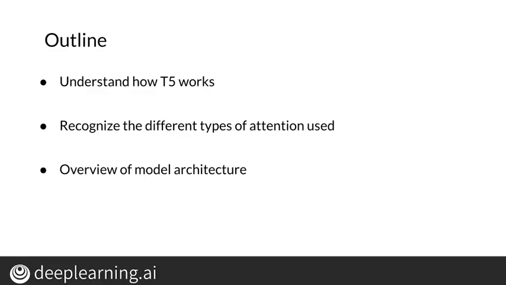The T5 model could be used on several NLP tasks, and it also uses a similar training strategy to BERT. Concretely, it makes use of transfer learning and masked language modeling. The T5 model also uses transformers when training. So let's take a look at how you can use this model in your own applications. You're going to understand how T5 works. Then you're going to recognize the different types of attention used and see an overview of the model architecture.